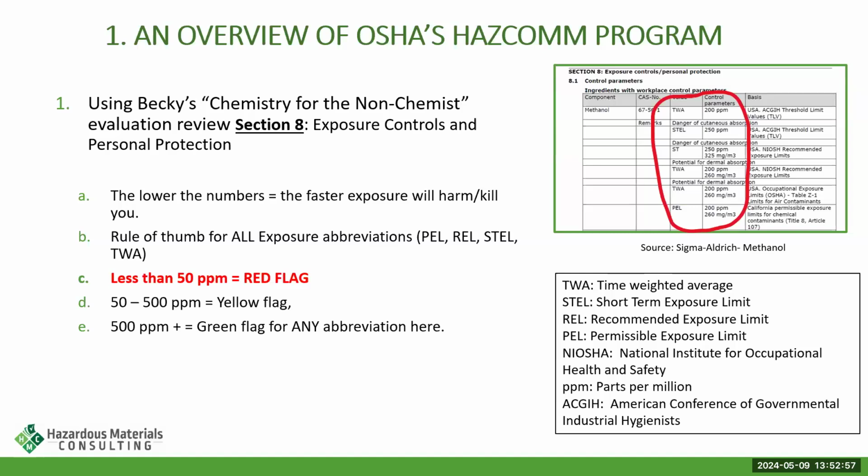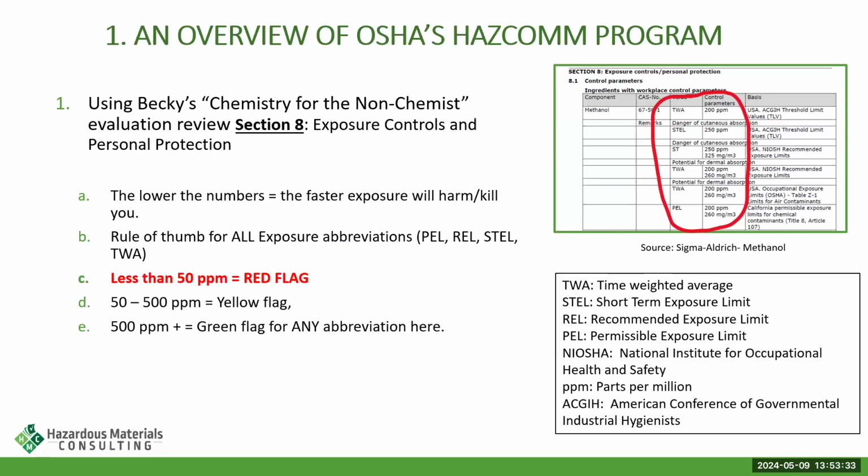Next section you're going to go to, we're going to skip forward to section 8. And in section 8 are exposure controls. Now there's a lot of big words and weird abbreviations in here. I've listed some of them out for you. But what I'm going to tell you is you don't need to know any of that stuff. What you need to remember on section 8 is that the lower those numbers are, the more dangerous this chemical is for you to be around. Lower numbers equal more danger.